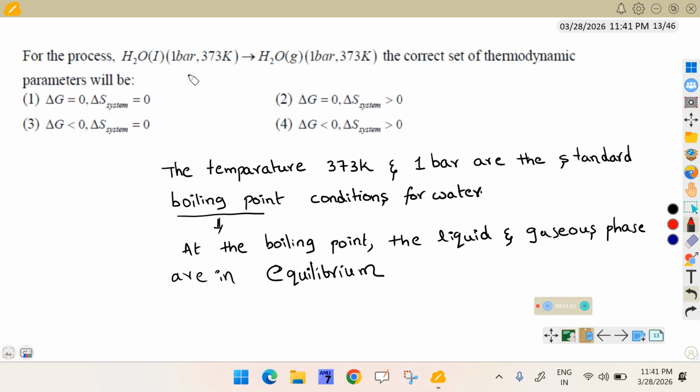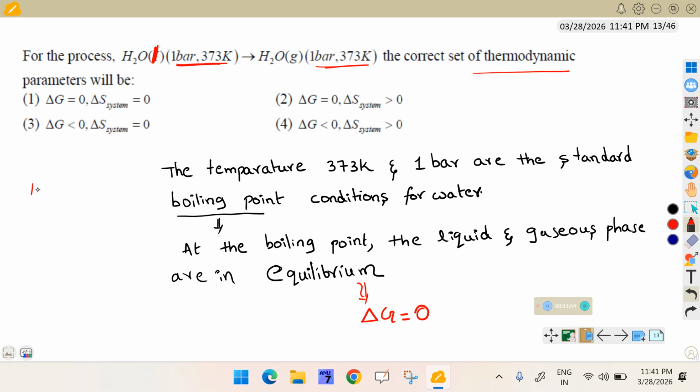For the process H2O liquid is converted to H2O gas, the correct set of thermodynamic parameters will be: here pressure is given 1 bar, temperature is given 373 kelvins. Liquid state to gaseous state, pressure and temperature remain the same. Temperature 373 kelvins and 1 bar are the standard boiling point conditions for water. At the boiling point, the liquid and gas phases are in equilibrium. At equilibrium, the value of Gibbs free energy is equal to 0. Delta G value is equal to 0.